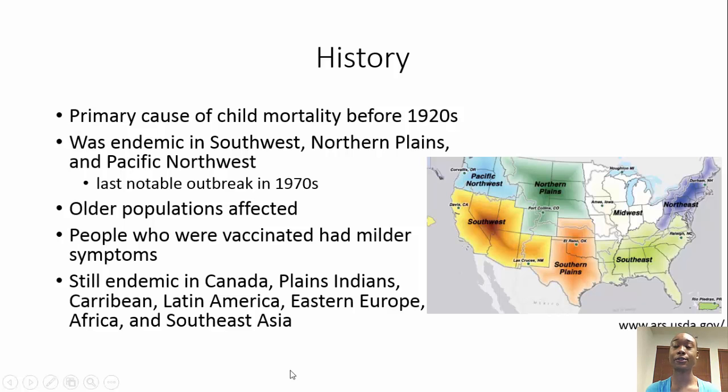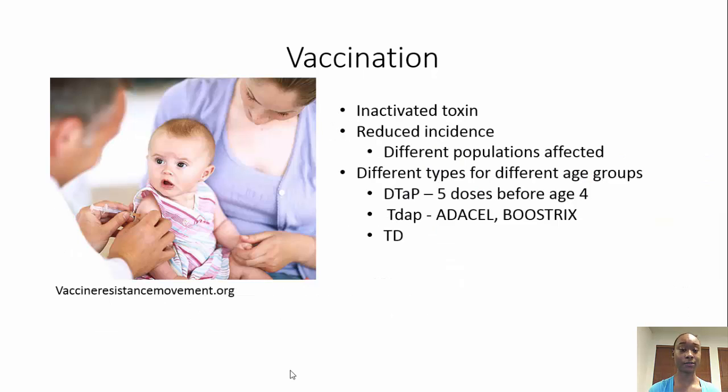The last notable outbreak was in the 1970s, and really, since the vaccine was introduced, we have not had a problem with diphtheria in the United States, but it is still prevalent. It's still endemic in other areas of the world, like Africa, the Caribbean, Latin America, Eastern Europe, and Southeast Asia, and even in Canada.